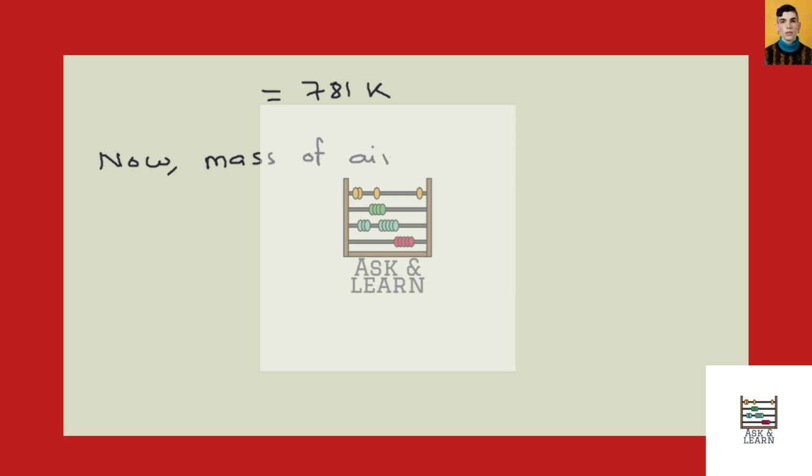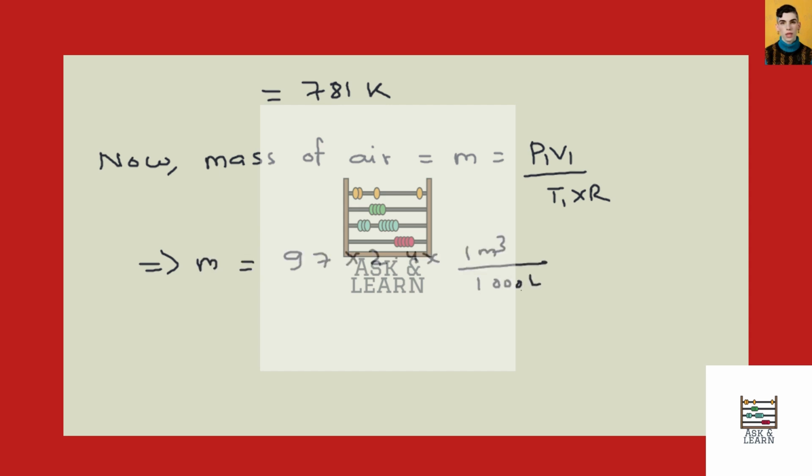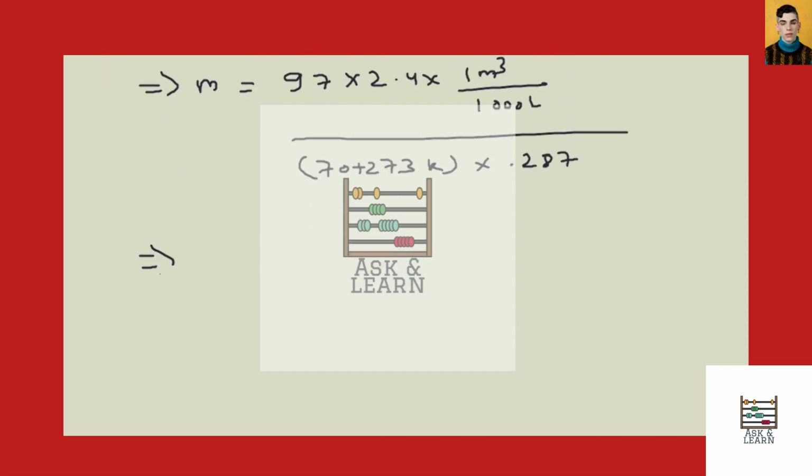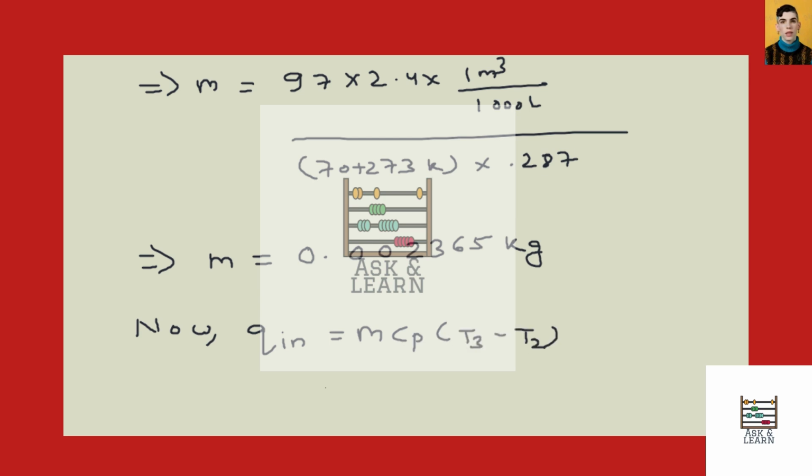Now mass of air, M is equal to P1 V1 by T1 into R. So putting the value here, I am just putting all the values here. After that we will calculate this value. On calculating we will get M as 0.002365 kg.